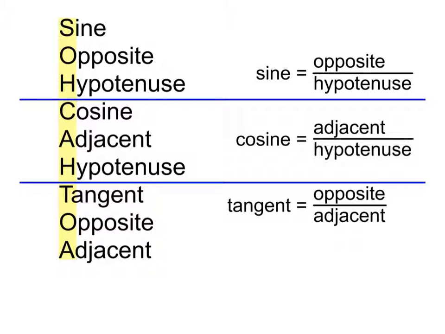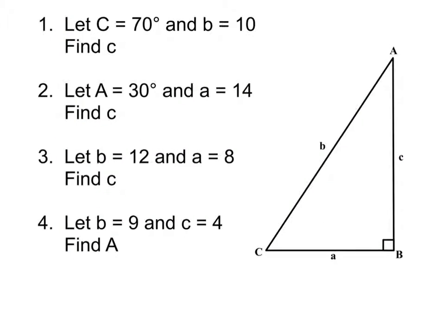All right, so we know our definitions then of sine, cosine, and tangent. Now we're going to remember how we use those to figure out things in a triangle. So we're going to be using the same picture to answer these 4 questions. Since it's going to be the same picture, go ahead and draw it on your paper.